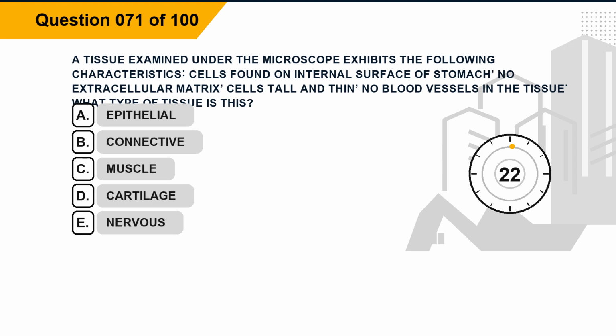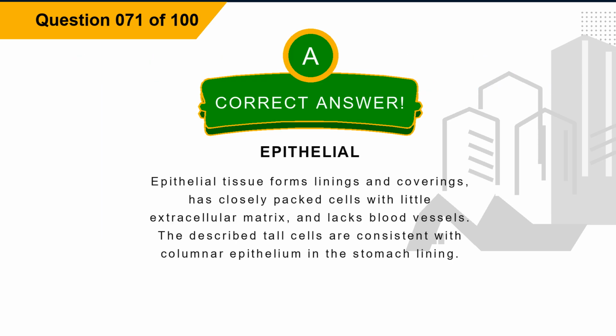Question 71. A tissue examined under the microscope exhibits the following characteristics: cells found on internal surface of stomach, no extracellular matrix, cells tall and thin, no blood vessels in the tissue. What type of tissue is this? Option A, epithelial. Option B, connective. Option C, muscle. Option D, cartilage. Option E, nervous. The correct answer is option A, epithelial. Explanation. Epithelial tissue forms linings and coverings, has closely packed cells with little extracellular matrix, and lacks blood vessels. The described tall cells are consistent with columnar epithelium in the stomach lining.